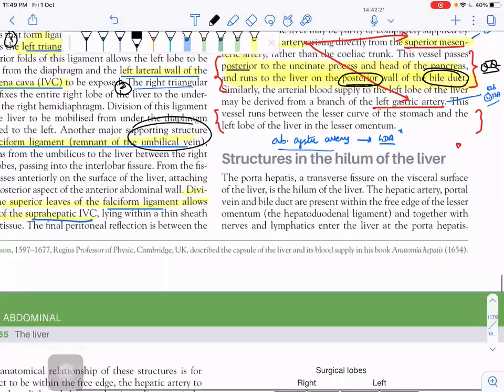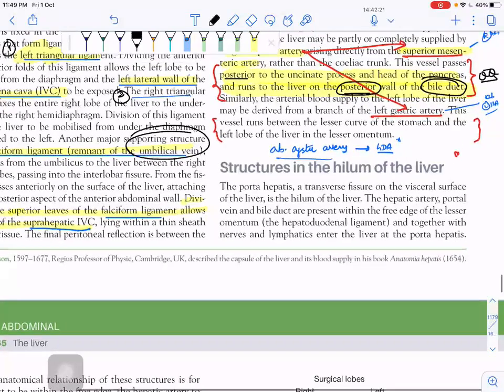And it is similar for the aberrant left hepatic artery, which runs between the lesser curvature of the stomach and the left lobe of the liver in the hepatogastric ligament. This is very easy, but you have to remember that the aberrant right hepatic artery is posterior to the bile duct. Likewise, there is an aberrant cystic artery, which mainly arises from the GDA. Just remember.